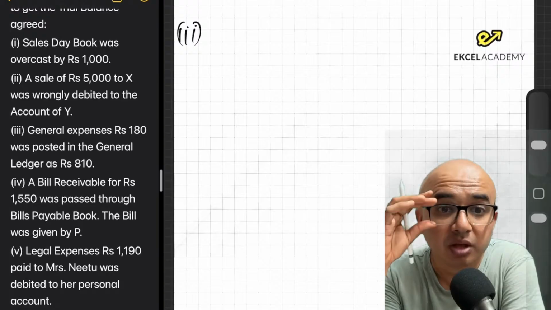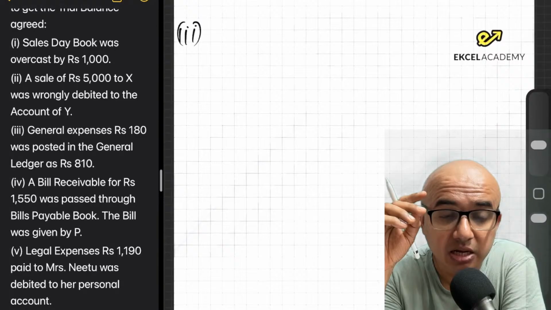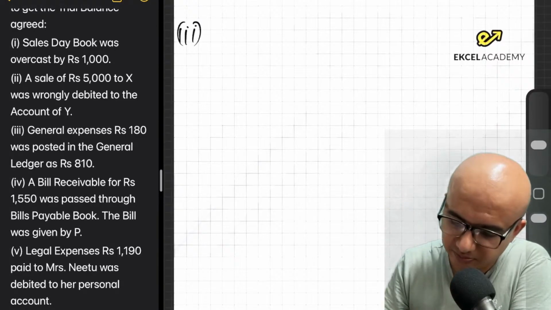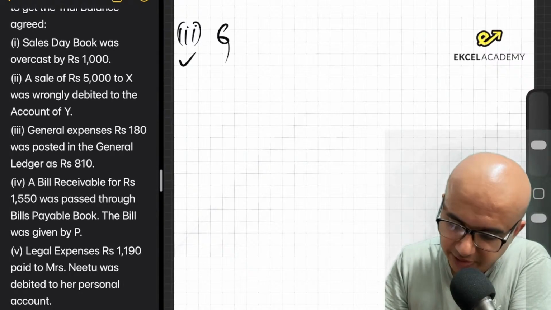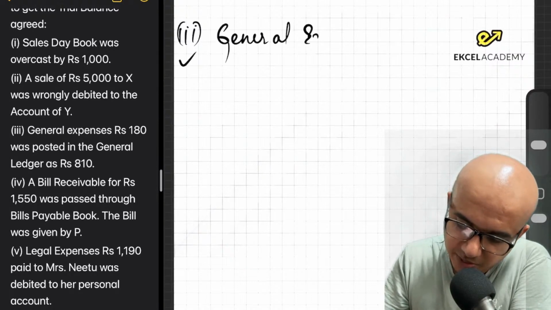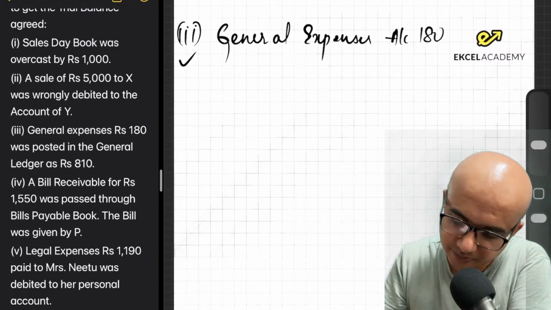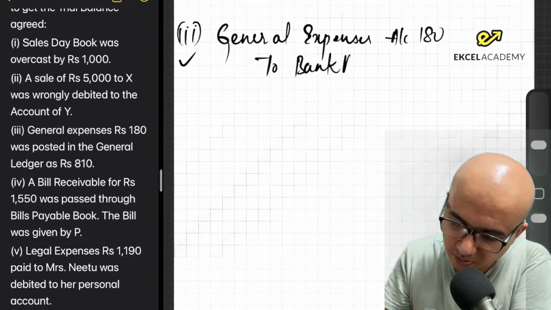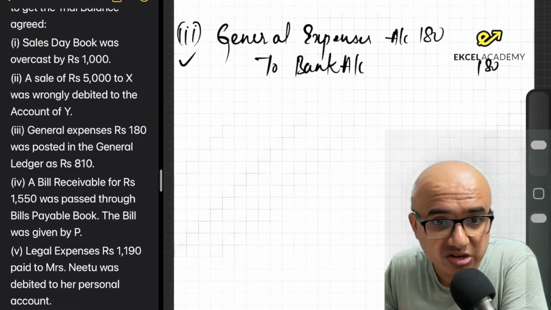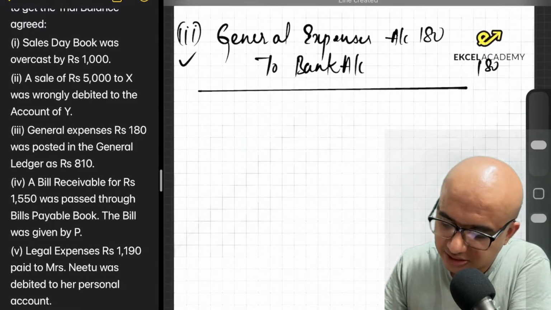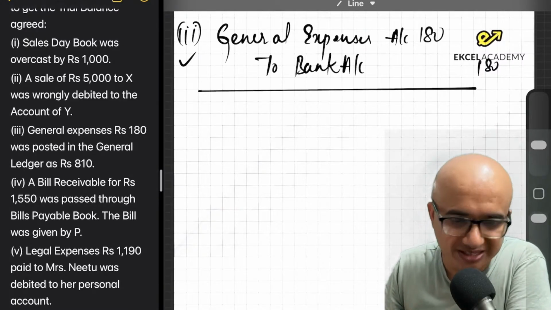What do we have here? General expenses rupees 180 was posted in the general ledger as 810. Okay, fine. The correct entry would have been general expenses account debit 180 to bank 180. Now they say it was posted in the general ledger. We do not know whether it is the right ledger or not, but I'll assume it's the right ledger.